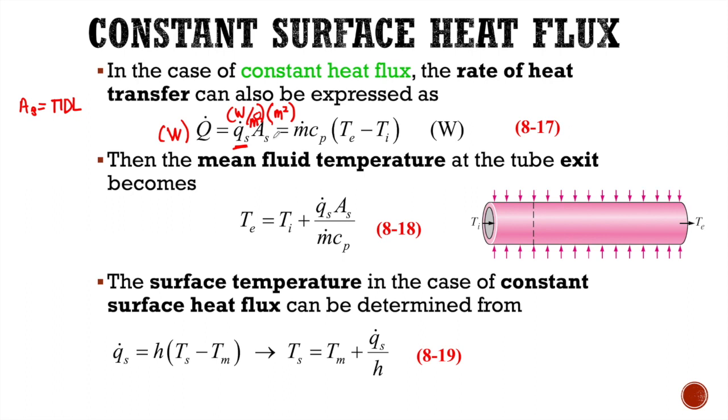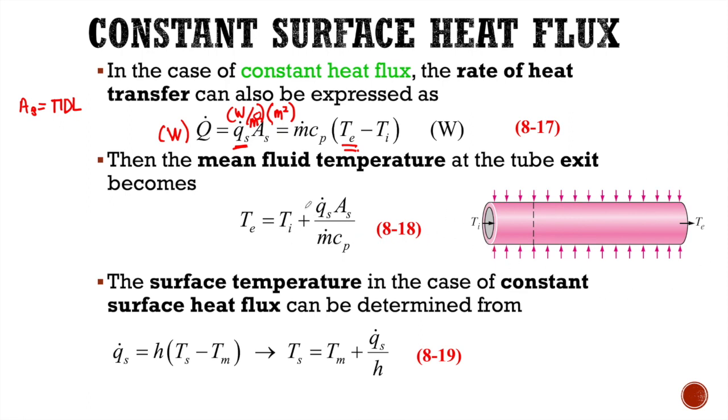So the mean fluid temperature at the tube exit becomes, so from here, we can rearrange this equation and we want to find what is the mean fluid temperature. Normally, the mean fluid temperature will not be given in the question since we have this constant heat flux. Therefore, it is your job to plug in all the values inside the question in order for you to determine what is the mean fluid temperature, or T exit for the tubes, or for the pipes.